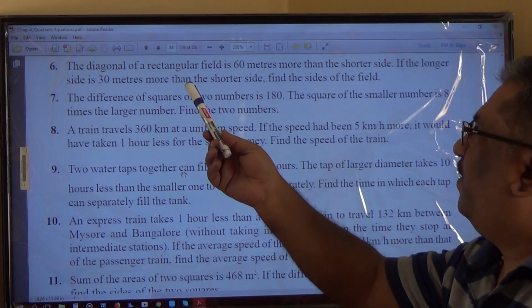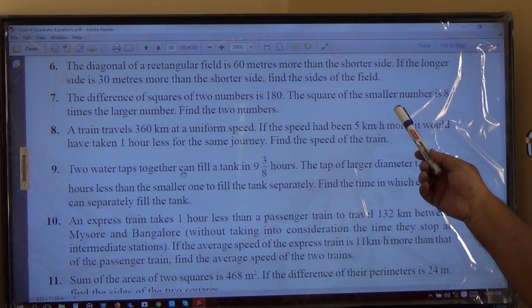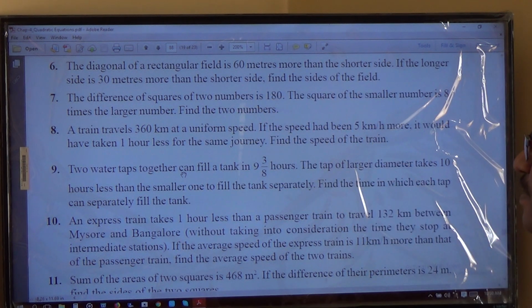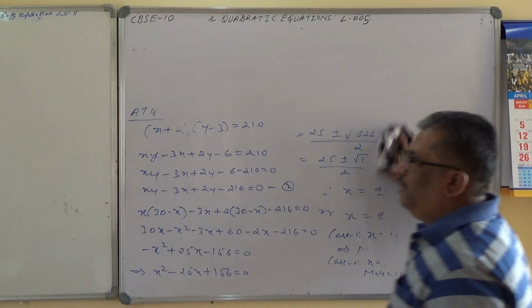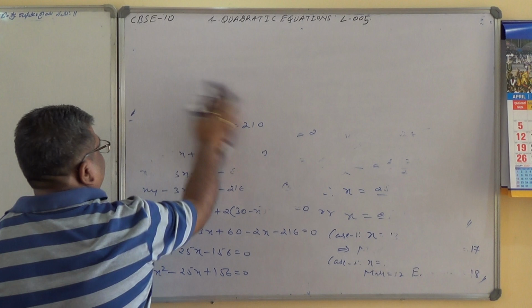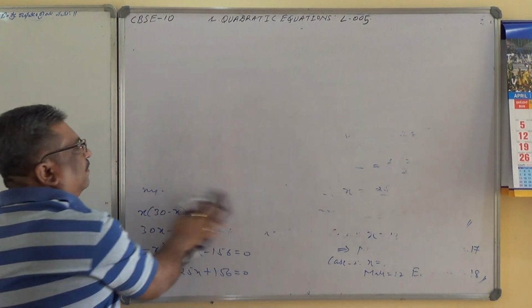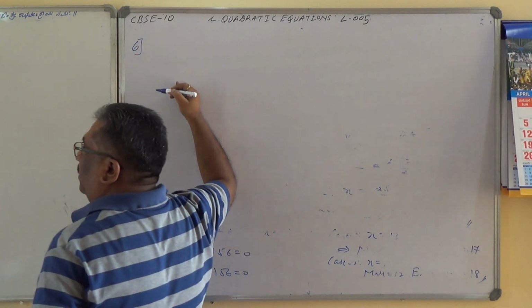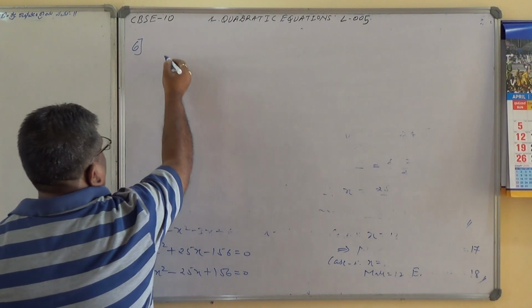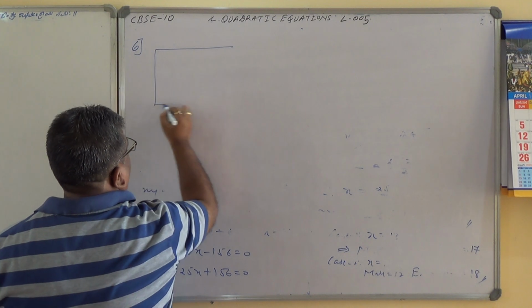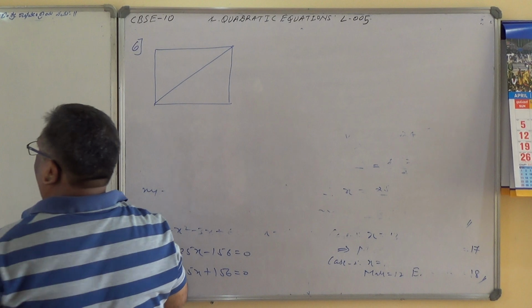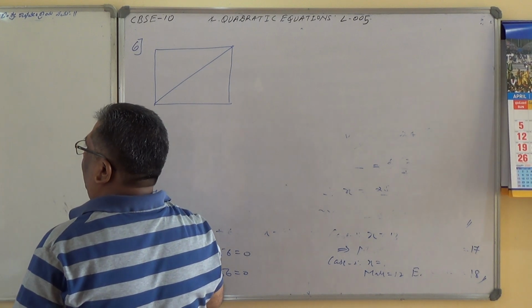Diagonal of a rectangular field is 60 meter more than the shorter side. If the longer side is 30 meter more than the shorter side, find the sides of the field. Let's solve this one now. Let us solve this problem, sixth one. Diagonal of a rectangular field, this diagonal is 60 more than the shorter side.